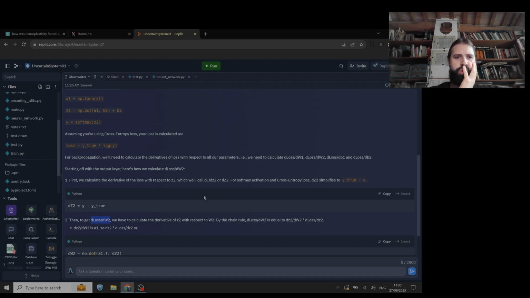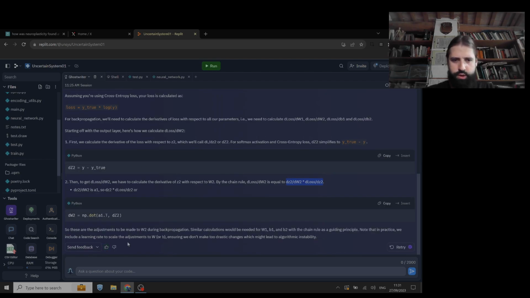Z2, the derivatives of Z2 with respect to W2. The chain rule. Okay, so the chain rule.